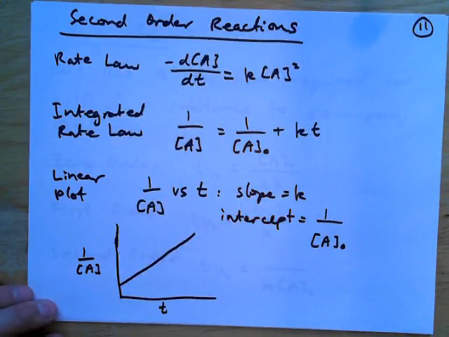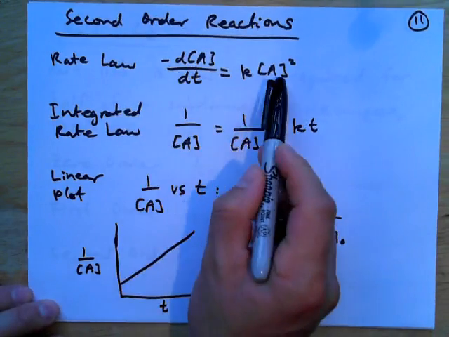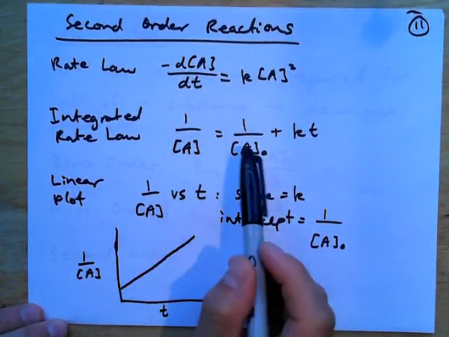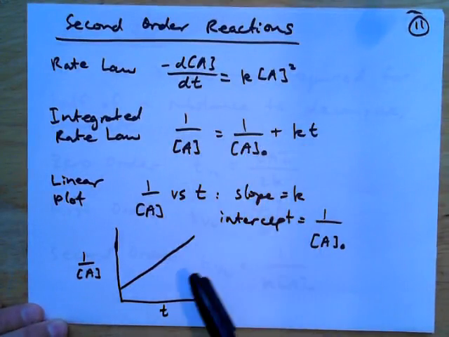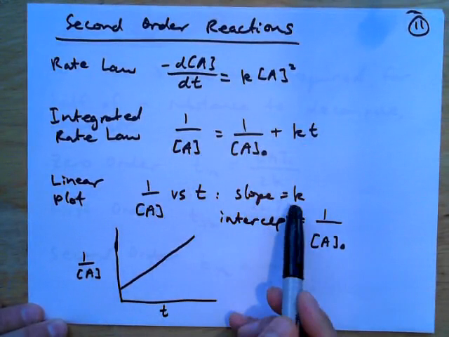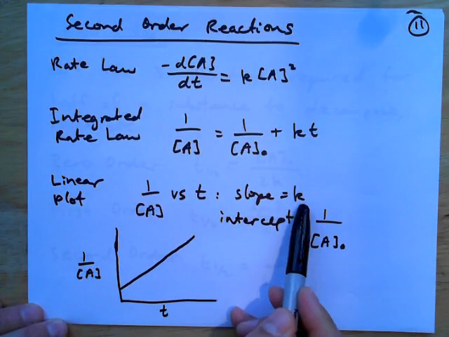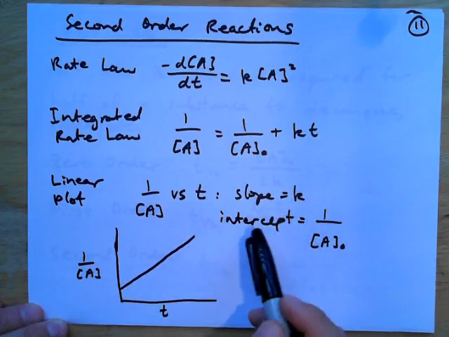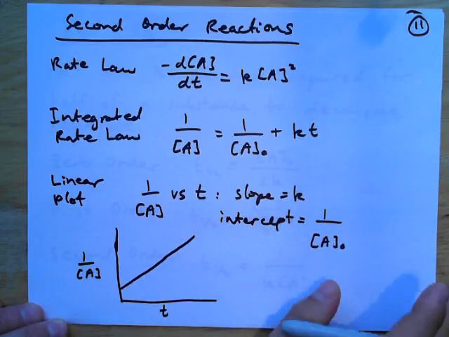Second order reactions. So the rate is going to be k times A squared. The integrated rate law is 1 over A equals 1 over A naught plus kt. So now we have a plot of 1 over A versus t. We have a slope of k. Okay, so now it's positive k, so it's going to go up instead of down like the other ones. And our intercept would be 1 over A naught.